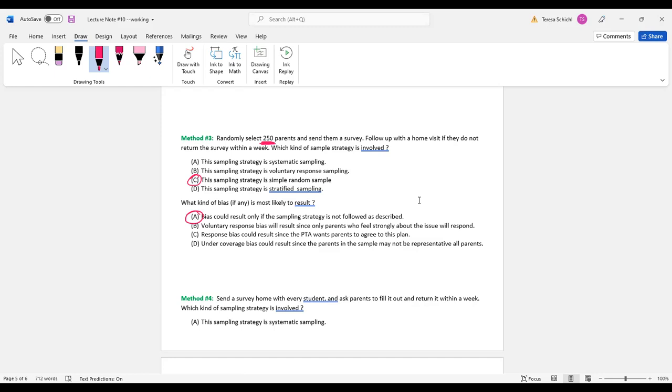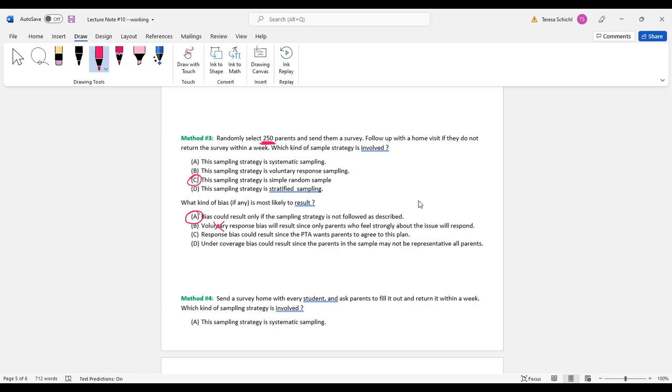So that's why this is a pretty good random sample, right? But if you don't follow up, then it becomes more like a volunteer sample. It's not a totally voluntary sample, it becomes a kind of non-response error. They don't respond and you don't know why they don't respond, right? So that's why the bias could result only if the sampling strategy is not followed. And here we say voluntary response bias. It's similar to that, but it's not really, it's that they don't respond, and then I'm going to follow up with that.